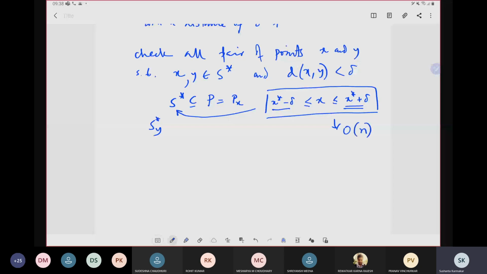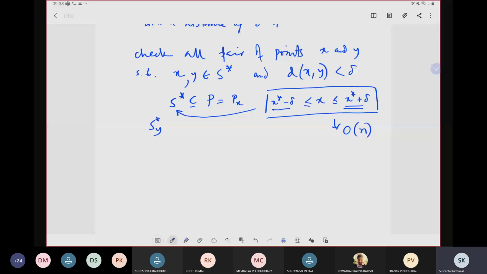Because this is a subset of this, potentially there may be many points which are actually in this stripe region. Now, of course, I can have their sorted versions like this. This is my S star. Then from it, I can have two things: one is Sx star, another is Sy.